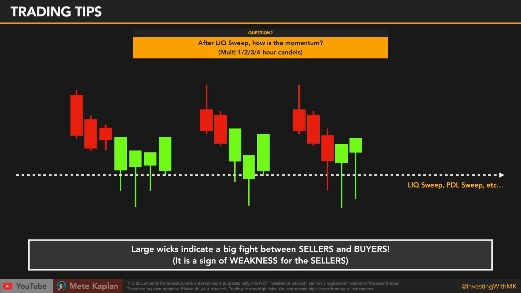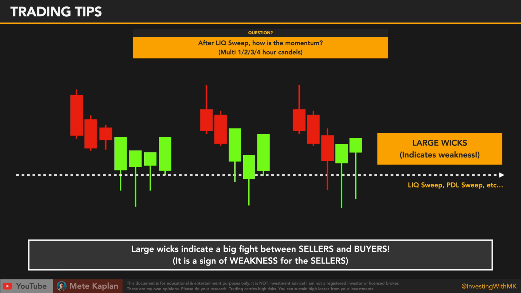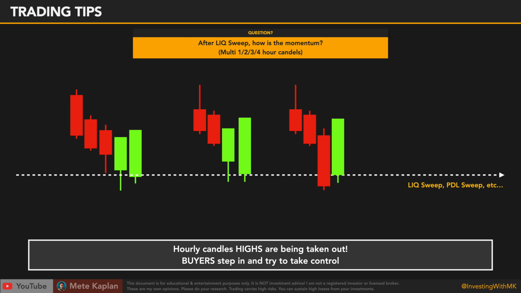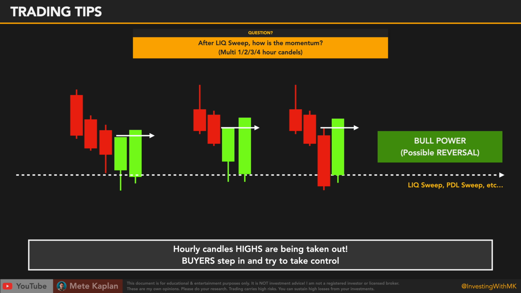But what if we see these large rejection wicks at the liquidity sweeps with multi-level hourly candles? This is the initial weakness for the sellers. It means that buyers are not happy with the sellers and trying to push back the price. A fight starts. And then if we start strongly seeing these breaks upwards, it means buyers finally try to take the control back from the sellers, try to start a rally. A possible reversal will happen here.